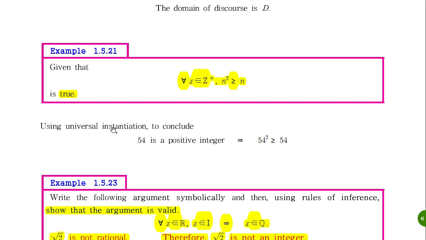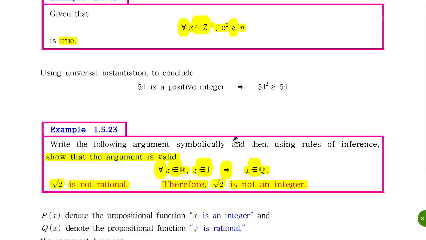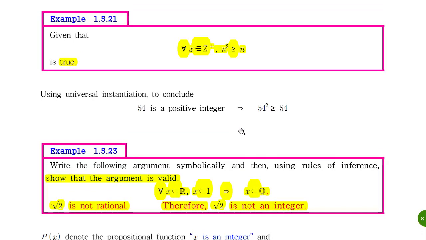Using universal instantiation to conclude, 54 is a positive integer and 54 squared is bigger than or equal to 54, which means this is true for every integer. So whatever number you put in, that conclusion should be true. That's what this example wanted to say. It is not a proof, and this kind of proof will be proved by mathematical induction in a later chapter.